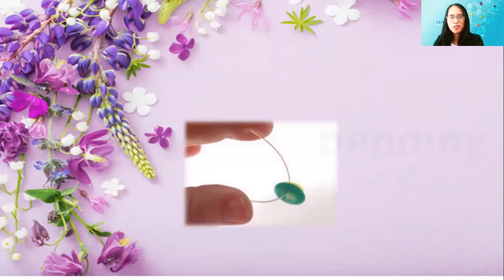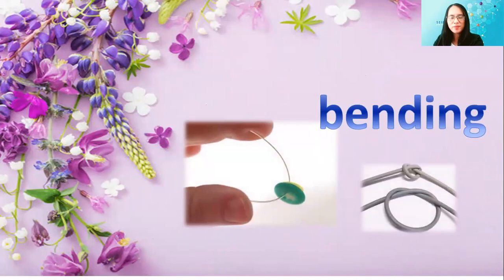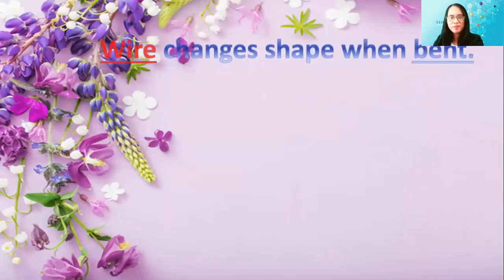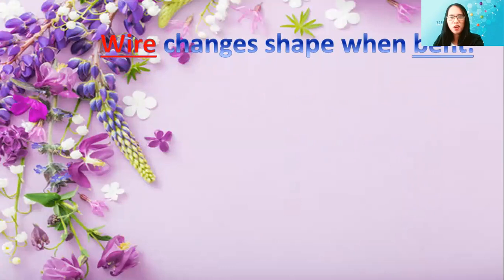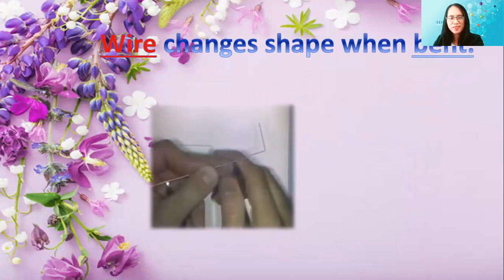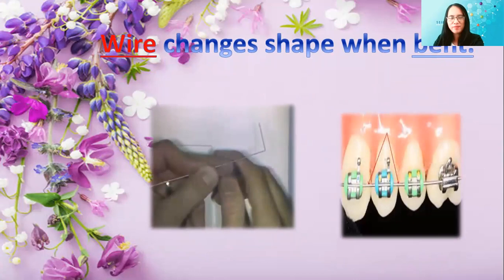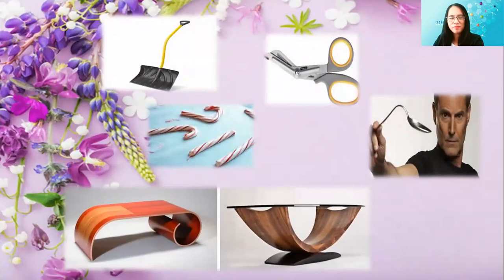And the last one is by bending. Wires change shape when bent. But not only the wires, the metals, but also wood and plastic. They can be bent also, just like in the picture that you can see.